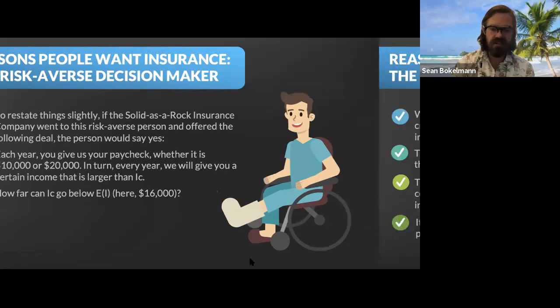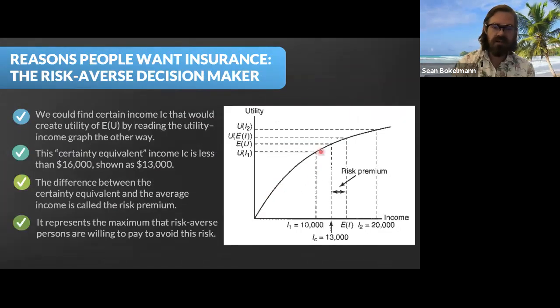And just to go back to the graph real quick, right? That's because we're basically saying we can get you a utility function. Because if this person just took on the risk, they can expect this level of utility. And the insurance company is saying we will give you something more than that $13,000 that gets you that level of utility, right? So we'll get you to a higher level of utility.